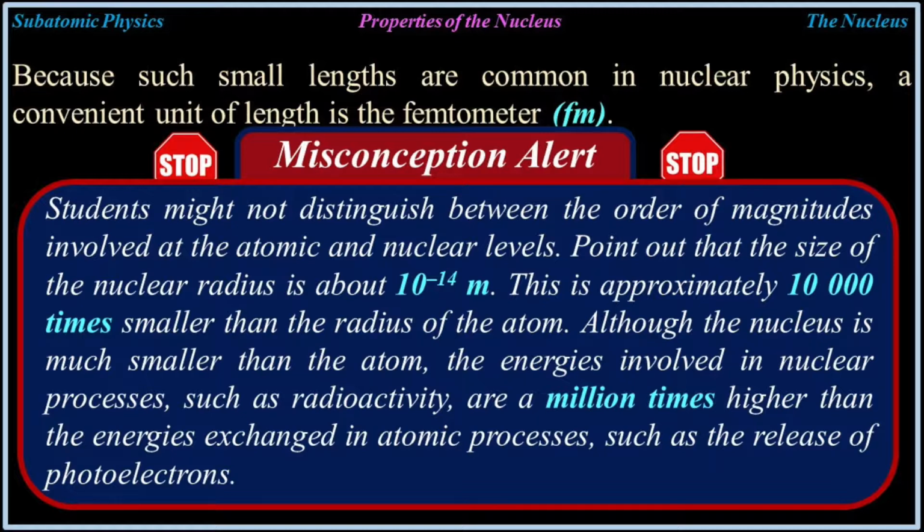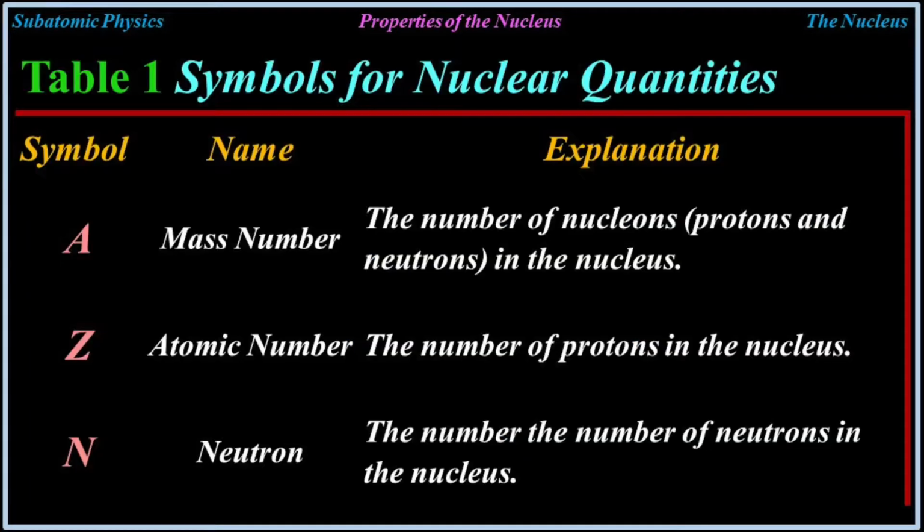Although the nucleus is much smaller than the atom, the energies involved in nuclear processes such as radioactivity are 1,000,000 times higher than the energies exchanged in atomic processes, such as the release of photoelectrons.